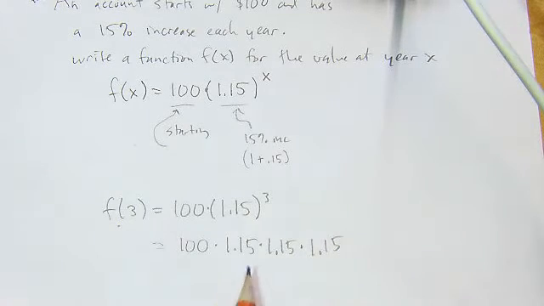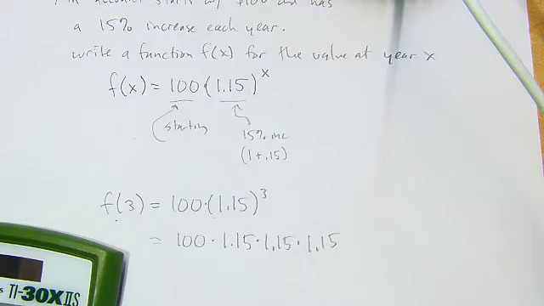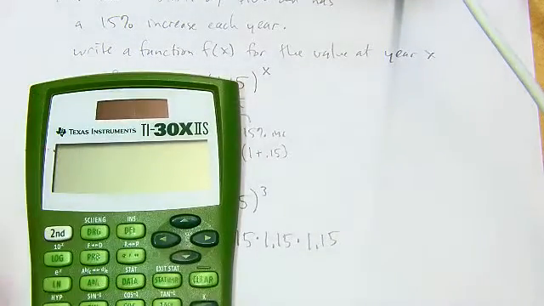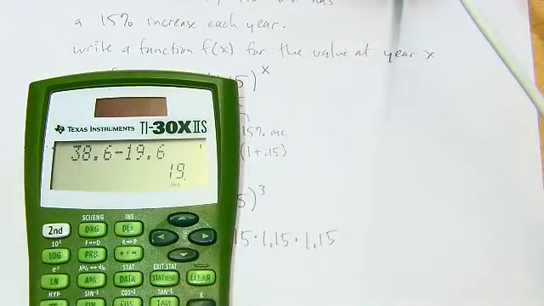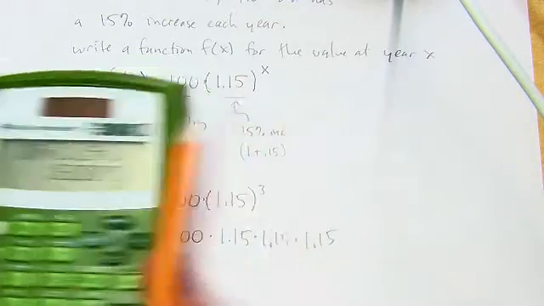We're times-ing by 1.15 each year for 3 years. If you have a power button, I'll show you the two ways you could do that. If you just have a basic calculator, you could just type that all in: 100 times 1.15 times 1.15 times 1.15, getting $152.09.